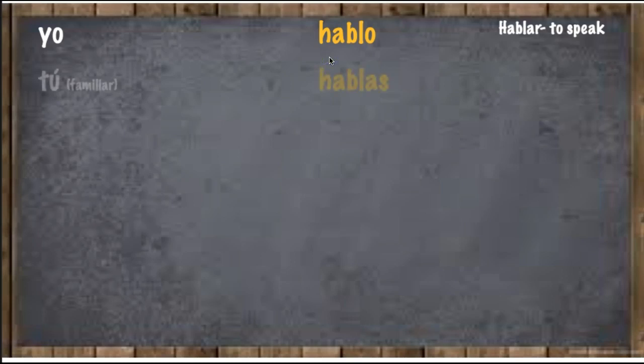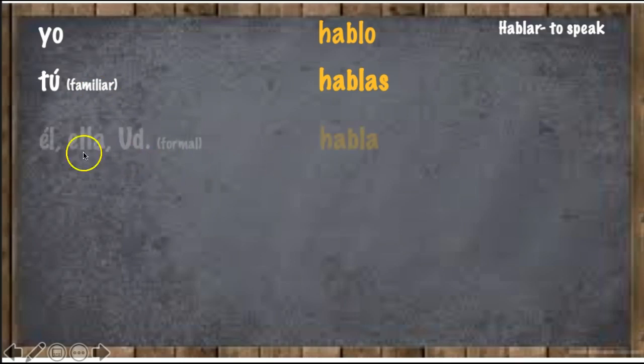For tú, so if I want to say you speak, I drop the AR and add AS. Hablas. H's are silent, by the way. Tú hablas. I can say tú hablas or just hablas because only one person has the AS ending on the AR verbs. One person has the O ending, which is yo, and tú has AS.